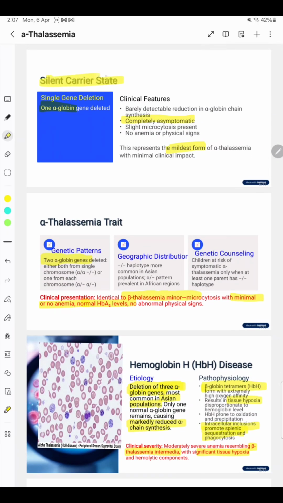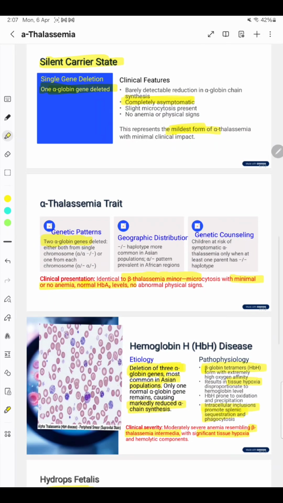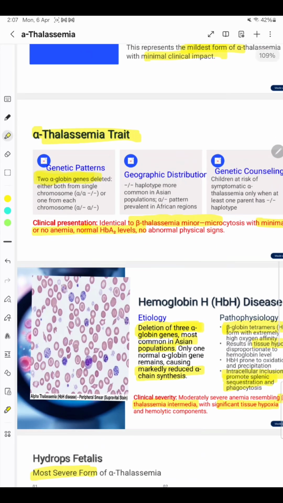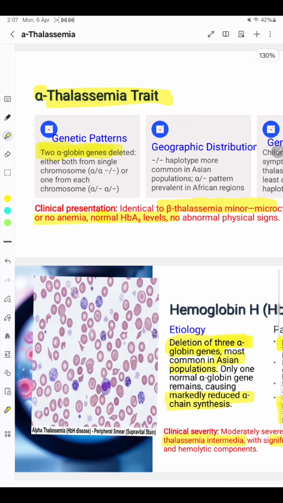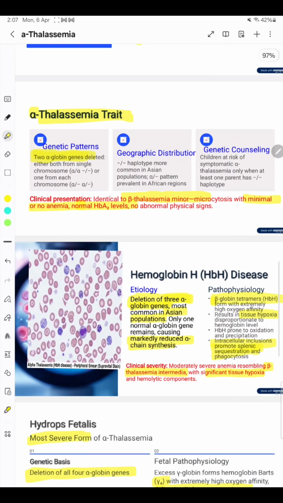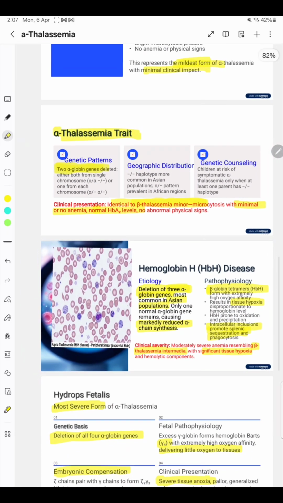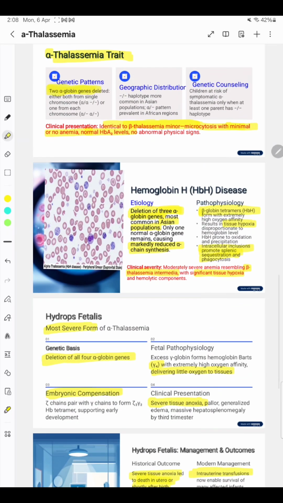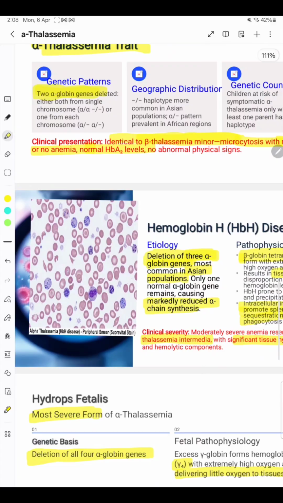In silent carrier state, only 1 alpha globin gene is deleted. This is mostly an asymptomatic condition. This is the mildest form of alpha thalassemia with minimal clinical impact. Alpha thalassemia trait: 2 alpha globin genes deleted. This condition is identical to beta thalassemia minor with microcytosis and minimal or no anemia. HbA2 level is normal in this condition.